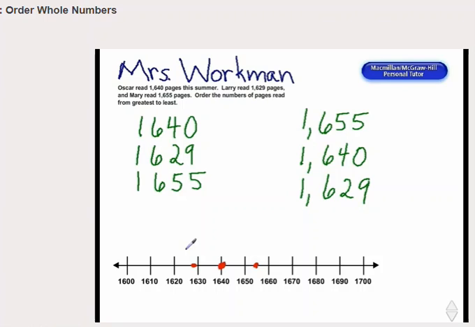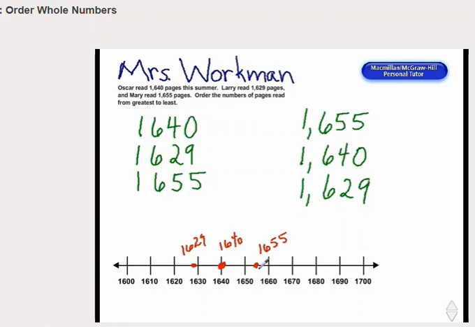So let me go back. This was the 1,629. This was the 1,640. And this was the 1,655. We know that on a number line, the farther to the right a number is, the larger it is.